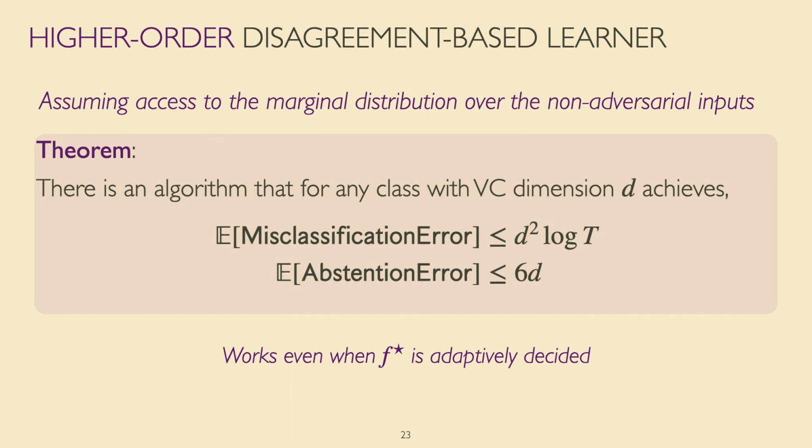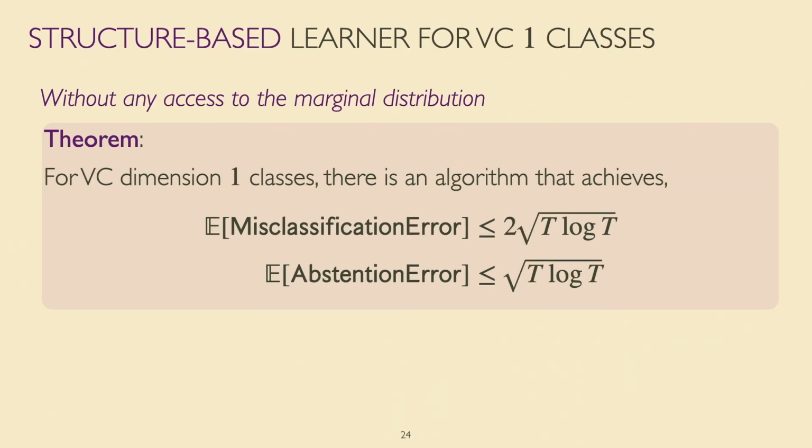Some things to note: the misclassification and abstention error are different by a factor of D. Our strategy, we don't know how to improve that D square. I don't know if it's necessary or not necessary, but this is what we can get. The second result, that I'm not going to talk about much, is just to say that this is actually possible even if you don't have access to the marginal distribution.